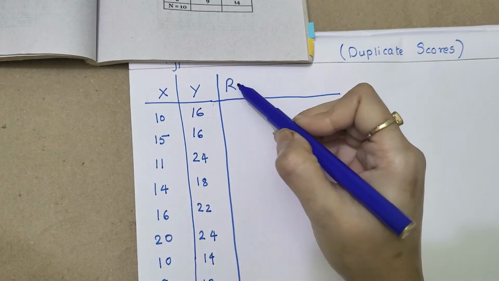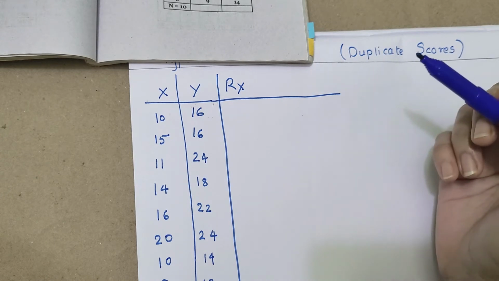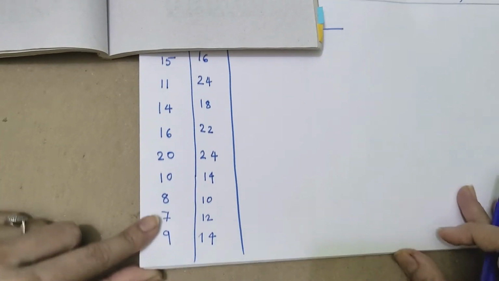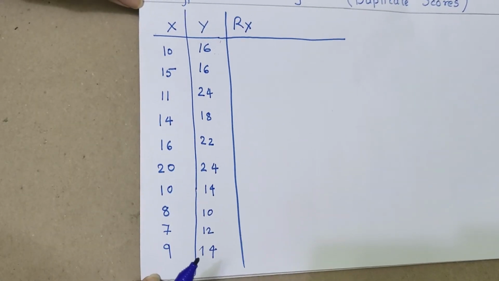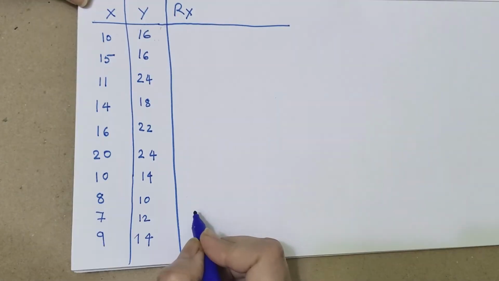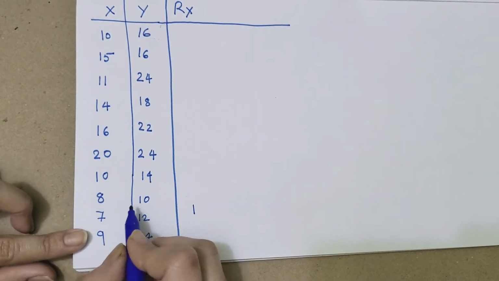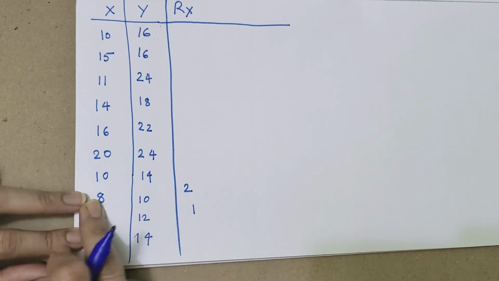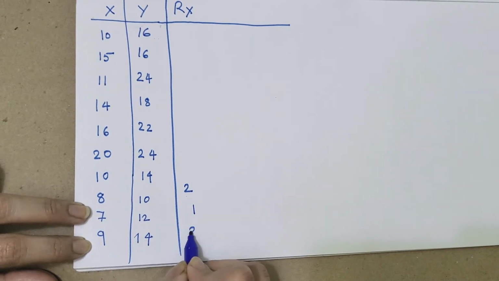Let us take the rank of X. Now which is the smallest number in the sequence? Smallest number is 7. So 7 goes on first rank. Now 8 goes on second rank. This is 8, second rank. 9 goes on third rank.